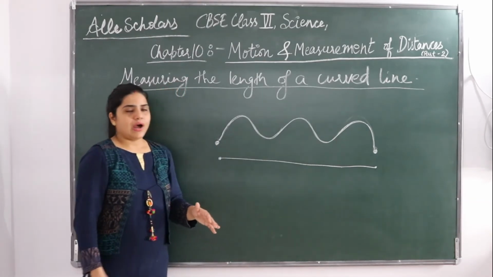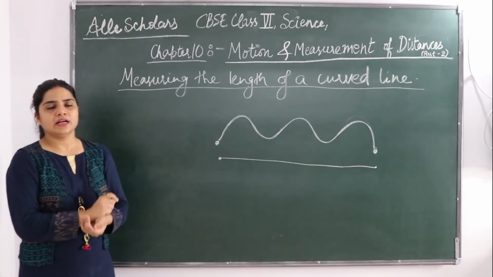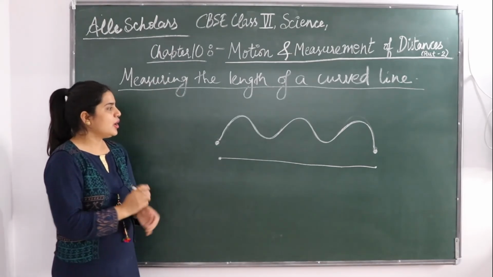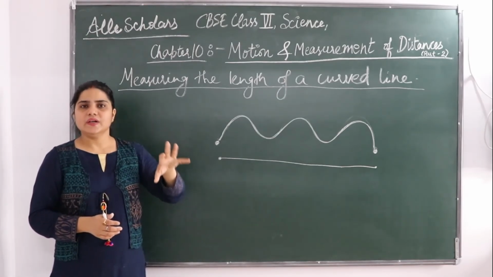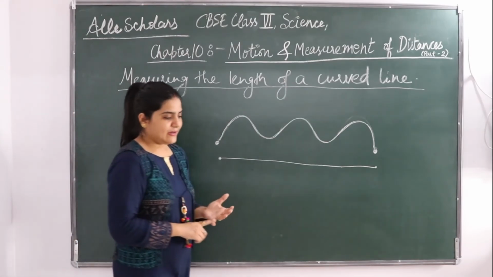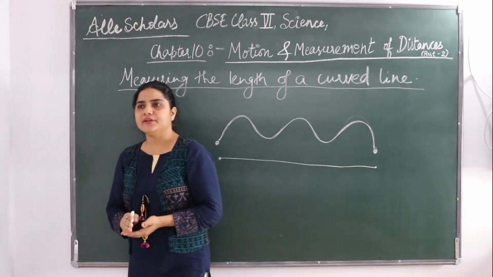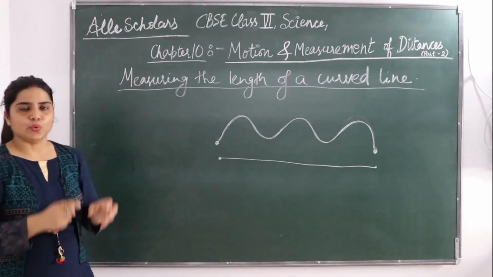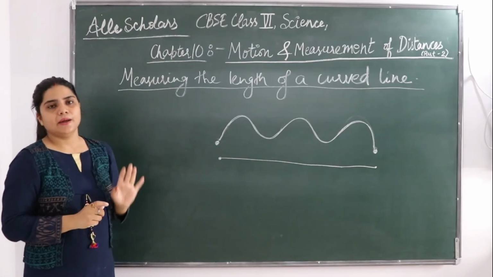Like if you have to measure the length of a snake, you can use a measuring tape, but not the meter scale. So we have seen how we can measure a curved line. Step by step we have seen the measurement of a line, and if the line is curved, what we can do. First measure with a thread, and then measure that thread with a meter scale.